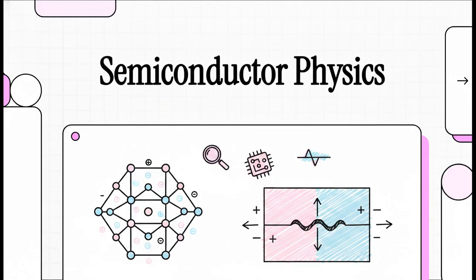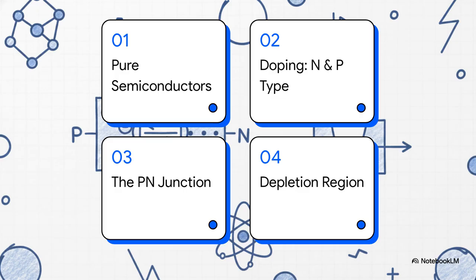Let's dive in. Here's our roadmap for today. First, we'll look at current in pure semiconductors. Then, we'll figure out how to hack silicon using doping to create N-type and P-type materials. Third, we'll smash those materials together to explore the p-n junction boundary. And finally, we'll wrap up with the depletion region barrier.